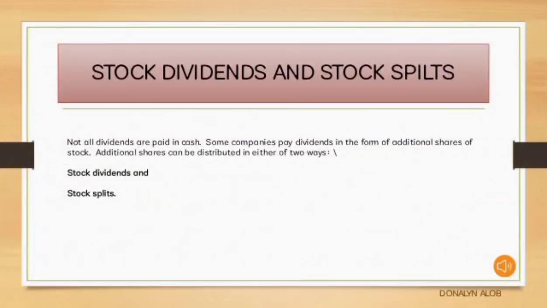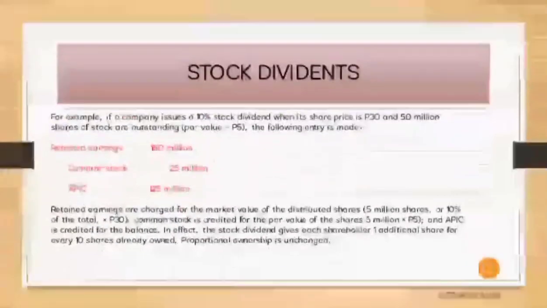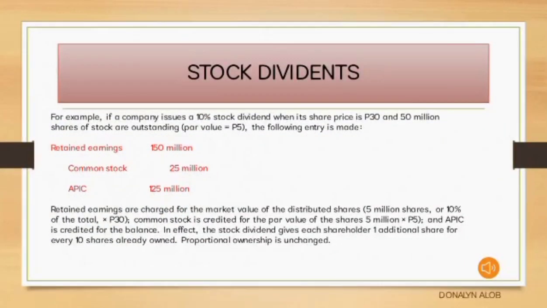Not all dividends are paid in cash. Some companies pay dividends in the form of additional shares of stock. Additional shares can be distributed in either of two ways: stock dividends and stock splits. Stock dividends are treated as a reduction in retained earnings and an increase in contributed capital. The amount by which the relevant accounts are affected depends on the proportion of shares distributed to the total outstanding shares on the issue date.